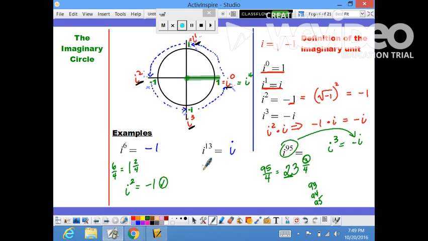Same thing here, i to the power of 13. We're going to take 13 and divide that by 4. And 4 goes into 13 3 times, because 4 times 3 is 12, and we have 1 left over. We're going to take that 1, and that's going to be i to the power of 1. And i to the power of 1, as we said earlier, is just i. So it checks out.